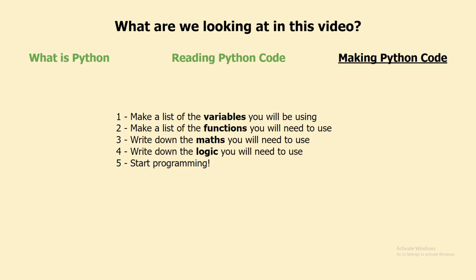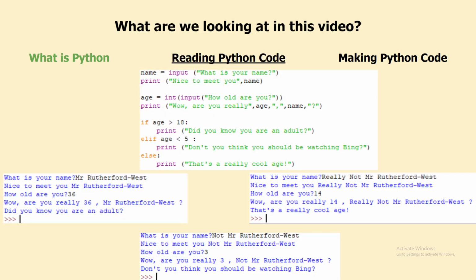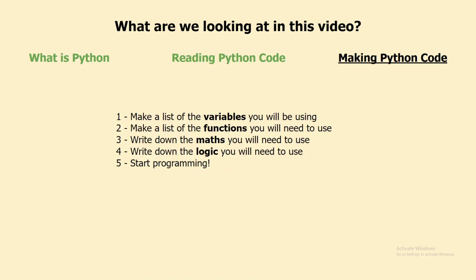So this is something which I say to all my Year 10, Year 11 computer science students when we're making some Python code. 5 top tips from me that you'll need to do to make some successful code. Make a list of the variables you're going to use, so the bits of information you're going to be storing. Think about the functions you're going to be needing to use. So for example here we've got the functions input, print, int, anything that's purple is a function. Write down any of the maths you'll be needing to use. So if you need to add anything together, multiply anything, make a note of that as well.